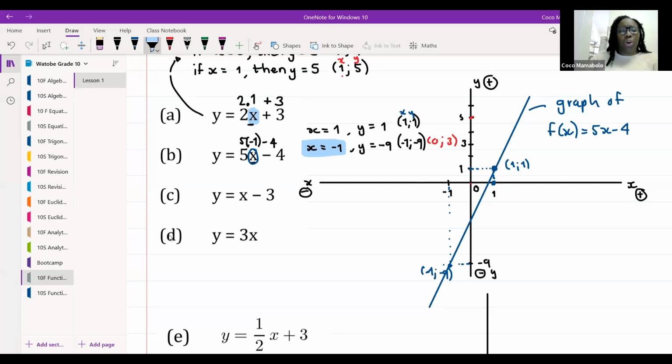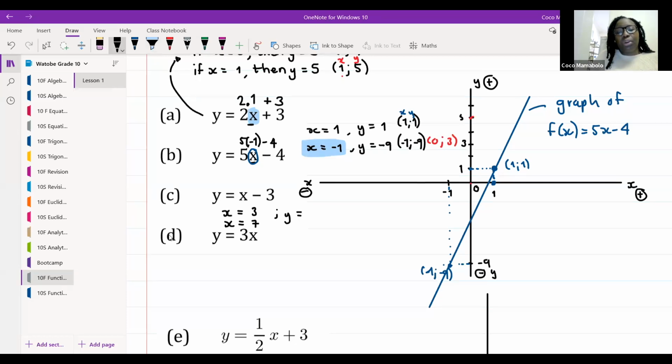Okay, Temba, don't go away. Let's do C together before you go away. I want you to choose 2 values for us. Choose 2 values for x. X is 3 and 7. All right, let's substitute.